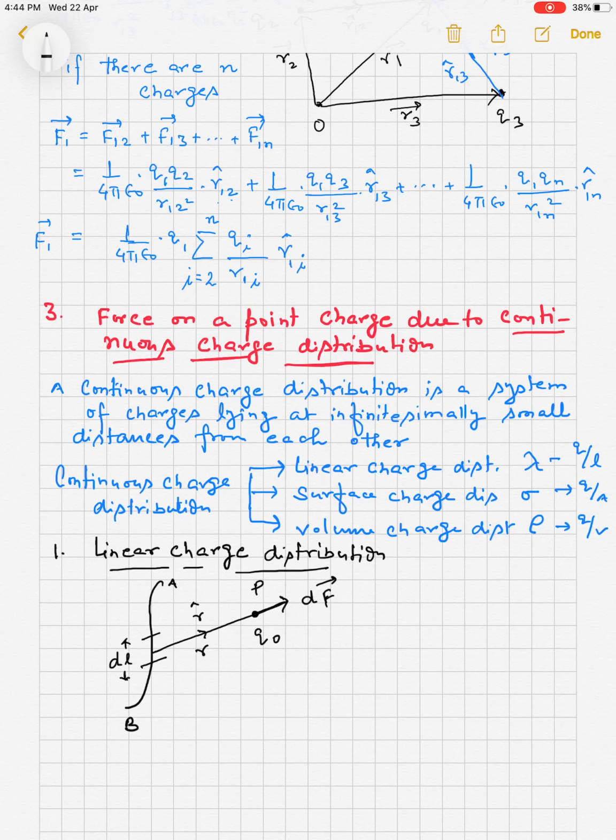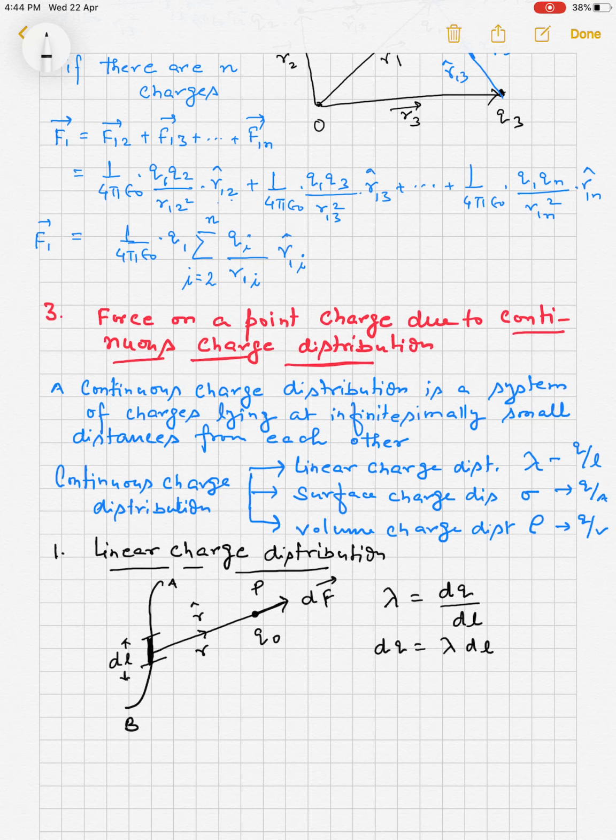So we have here dq charge. Suppose the charge dq is on this element, the small charge dq we are considering here. So lambda is equal to dq by dl. dq charge is over the small element dl, so dq is equal to lambda dl.